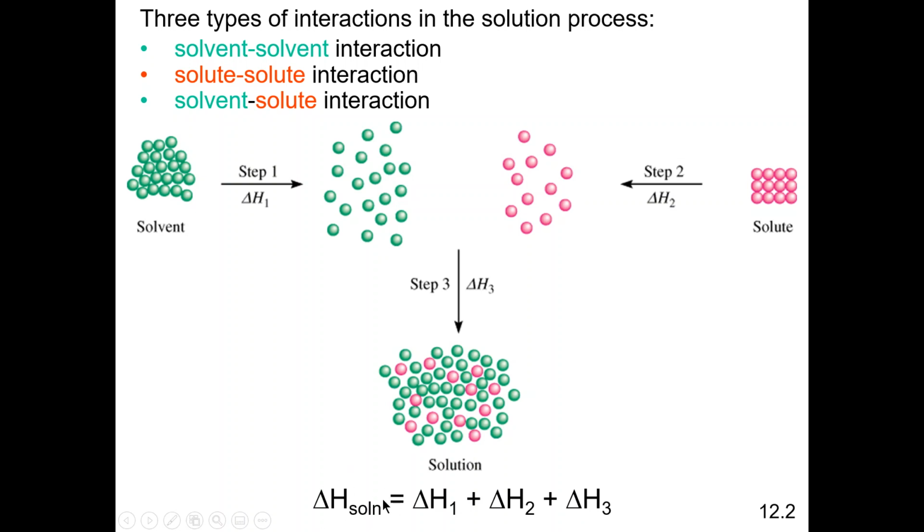And therefore the overall sign of delta H solution is dependent on the magnitude collectively of delta H1 and delta H2 compared to delta H3. So in other words, if delta H1 and delta H2 are large and positive and delta H3 is smaller in magnitude and negative, then the delta H solution would be positive and therefore it would be an endothermic process. On the other hand, if delta H1 and delta H2 are small but positive and delta H3 is large and negative, then delta H solution would be negative, which means that the dissolution process would be exothermic.